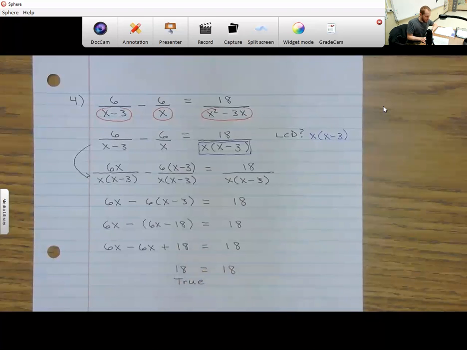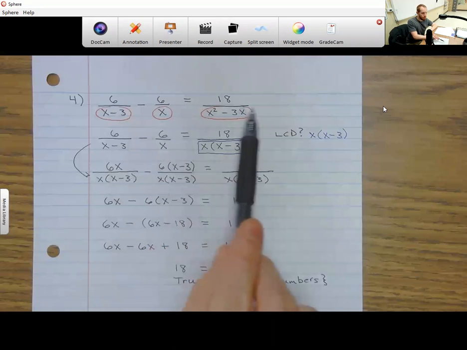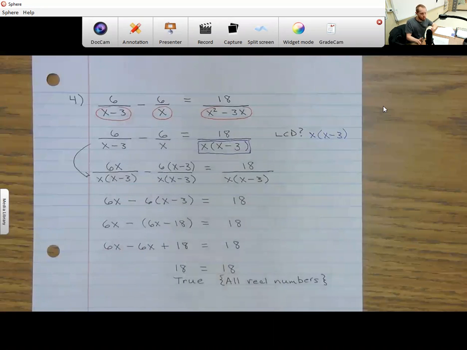So this is one of those special types. Now, if I get a true statement, that means that I would write all real numbers. So inside my solution set, I would write all real numbers. What this means is any real number that I can think of, whether it's -3, +2, 1/2, square root of 3, pi, whatever real number I can think of, it would actually be a solution to this original equation, no matter which number I choose, even if it's 0.